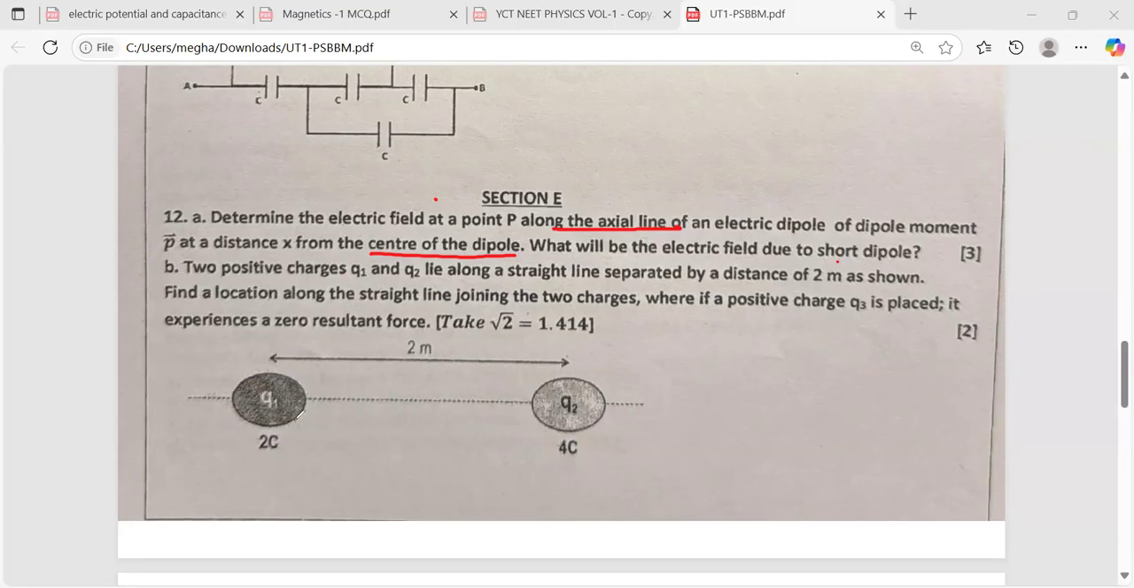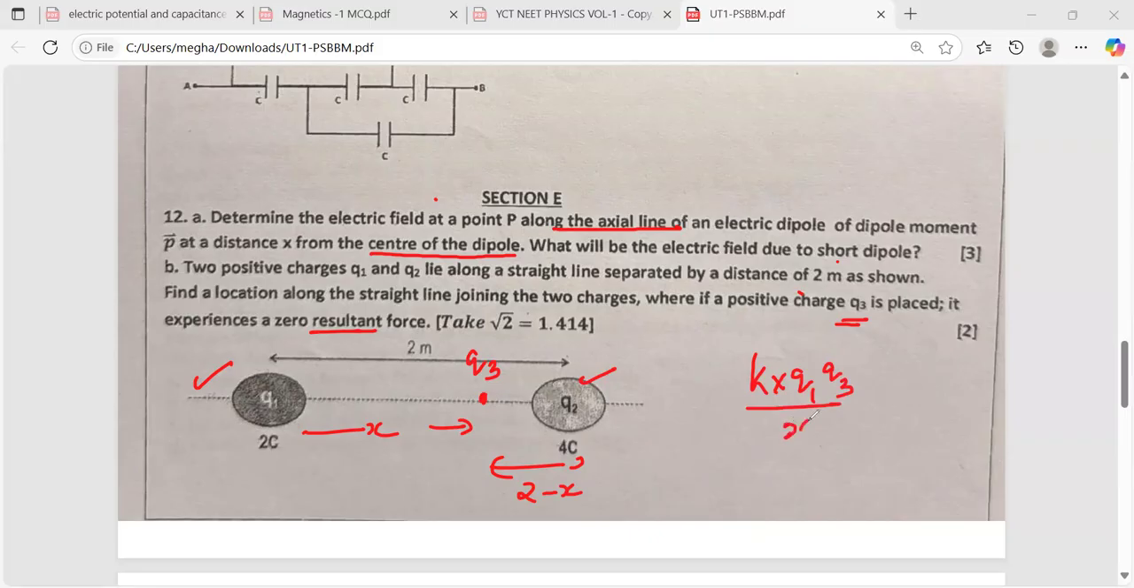Two positive charges Q1 and Q2 are lying along a straight line separated by a distance of 2 meters. Find the location along the straight line joining the two charges where, if a positive charge Q3 is placed, it experiences zero resultant force. So let us suppose Q3 is placed at a distance x from Q1. So the remaining distance is going to be 2 minus x. Then you can say K Q1 Q3 divided by x squared should be equal to that of K Q2 Q3 divided by (2 minus x) squared.